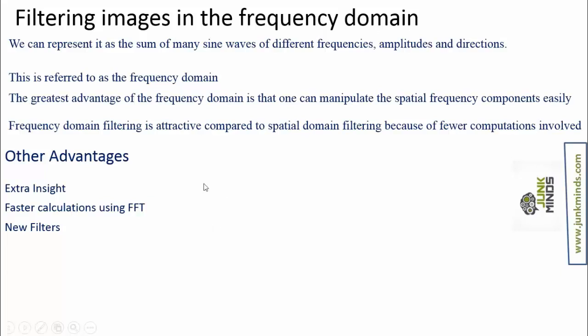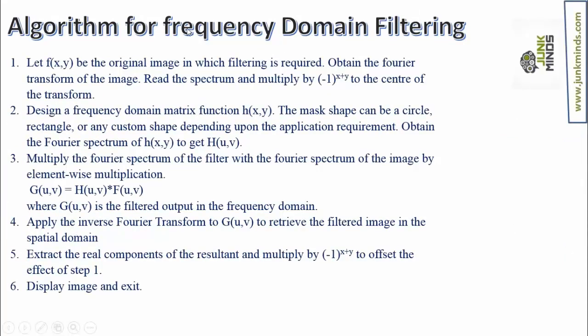The other advantages of filtering images in the frequency domain rather than the spatial domain are that we get extra insight into the image, the calculation becomes much faster using the fast Fourier transform, and there are many more new filters that are available. So now this is the algorithm for frequency domain filtering.